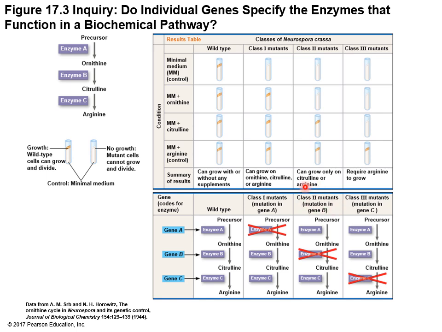So for the class 2 mutants, we have a mutation in gene B, which codes for enzyme B. But if we have a mutation in gene B, enzyme B is deactivated, and we are unable to convert ornithine into citrulline, which means we cannot get arginine in the end. In order for us to have growth, we need arginine.